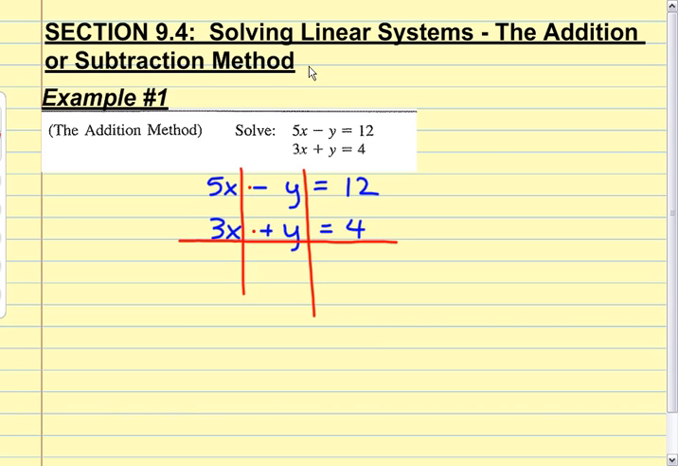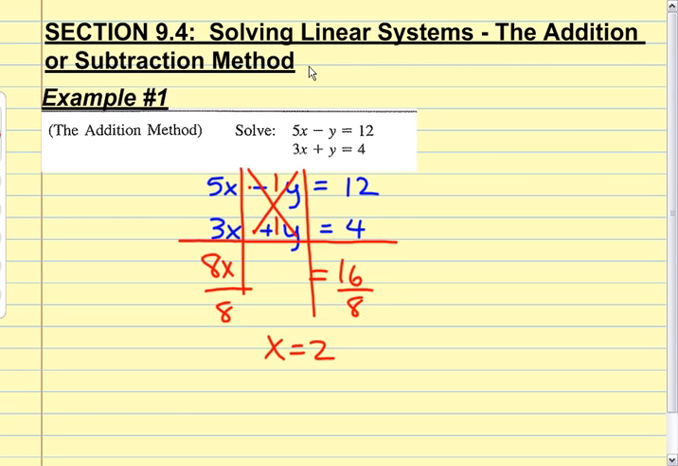So 5x plus 3x gives me 8x, right? And -1y and +1y, when I add those, they just cancel out. And when I add 12 and 4, I get 16. So now I've got 8x equals 16. Divide by 8, and x equals 2. It can be a lot easier sometimes to do the addition or subtraction method.